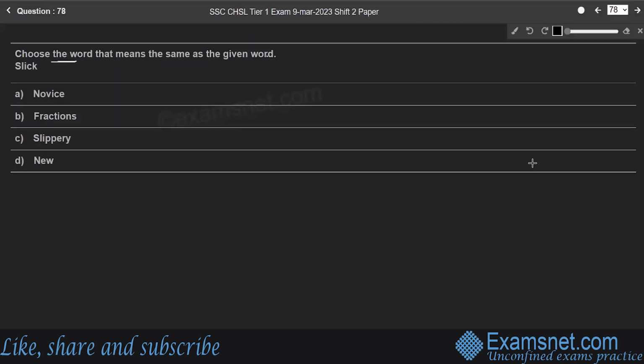Question 78. Choose the word that means the same as the given word. Slick, right? So the word slick means smooth, polished, or slippery. It is often used to describe surfaces or substances that are sleek and can cause a person or object to slide or glide easily, right? Here, among the 4 options, slippery, option C, means the same as the given word slick.